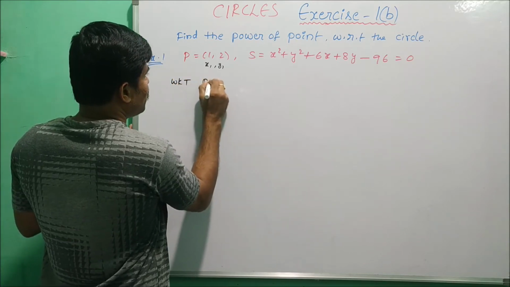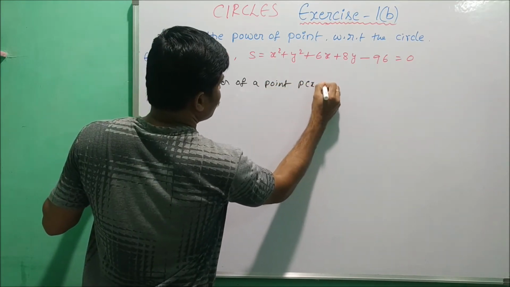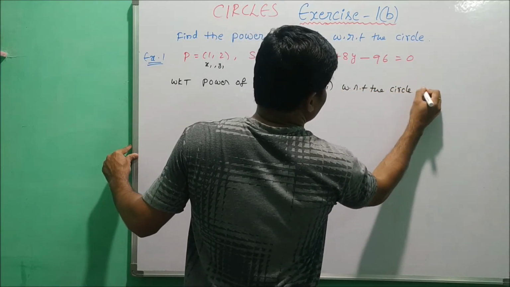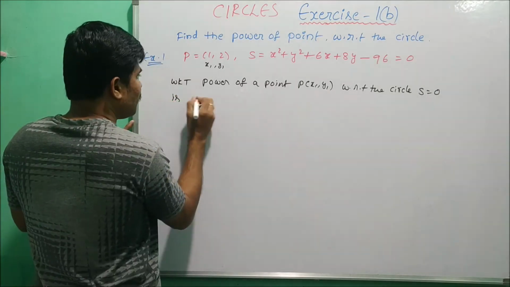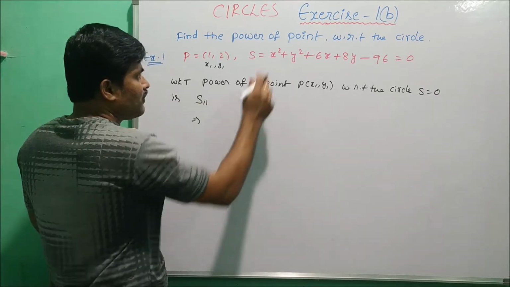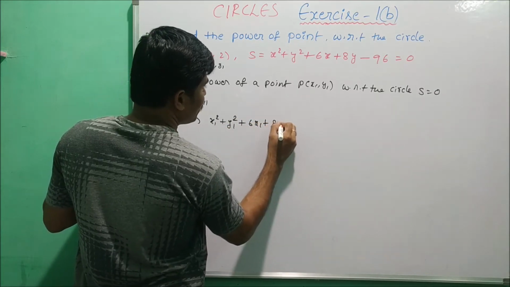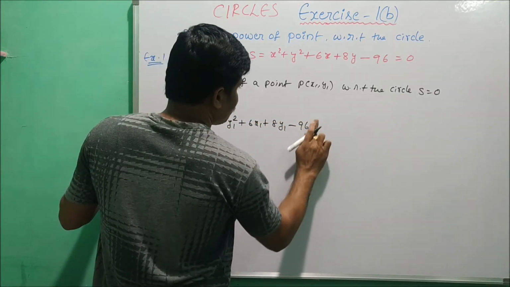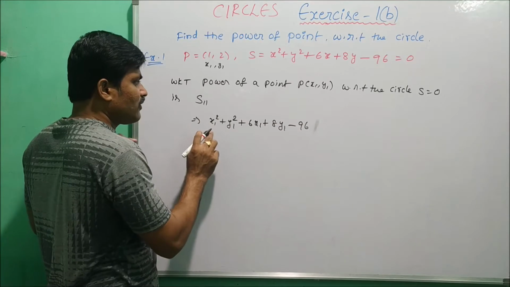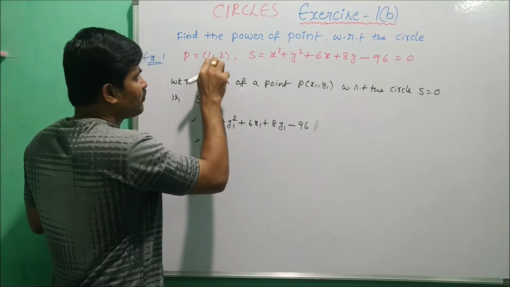We know that the power of a point P(x1, y1) with respect to the circle S = 0 is S11. Now S11 means here we take x1 square plus y1 square plus 6x1 plus 8y1 minus 96. Here we do not take it equal to 0. This is one of the constants, because here we have to substitute the point (x1, y1), that is x1 means 1, y1 means 2.